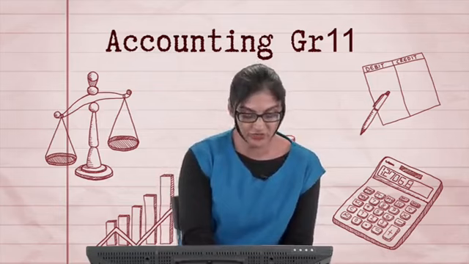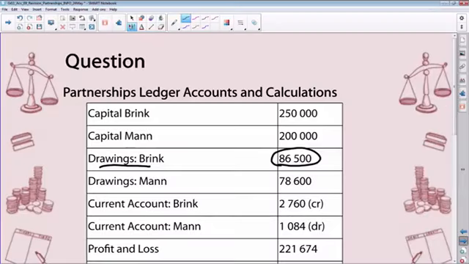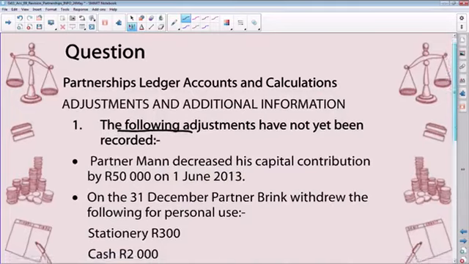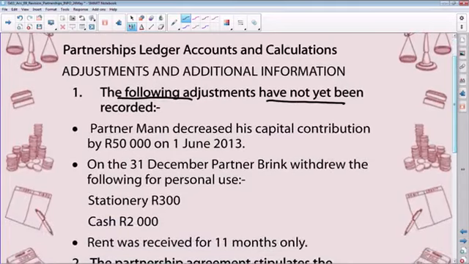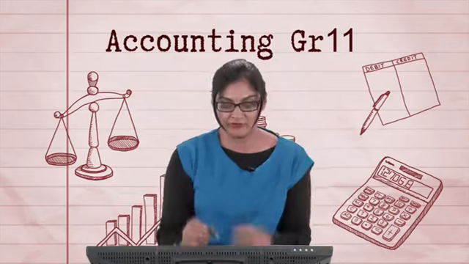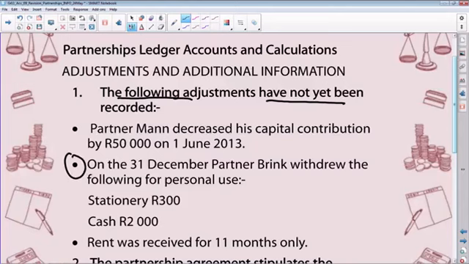Let's now look at the additional information that's going to change your balance. So let's go back to the information sheet and go through our additional information. From the information given, the following adjustments have not yet been recorded. And remember, guys, I'm now focusing on just drawings. So I'm looking at, on the 31st of December, partner Brink withdrew the following for personal use. He took some stationery and he withdrew cash, 2,000 rand. Remember, these transactions were not recorded. Right, so let's record the stationery first and then we'll look at the cash.